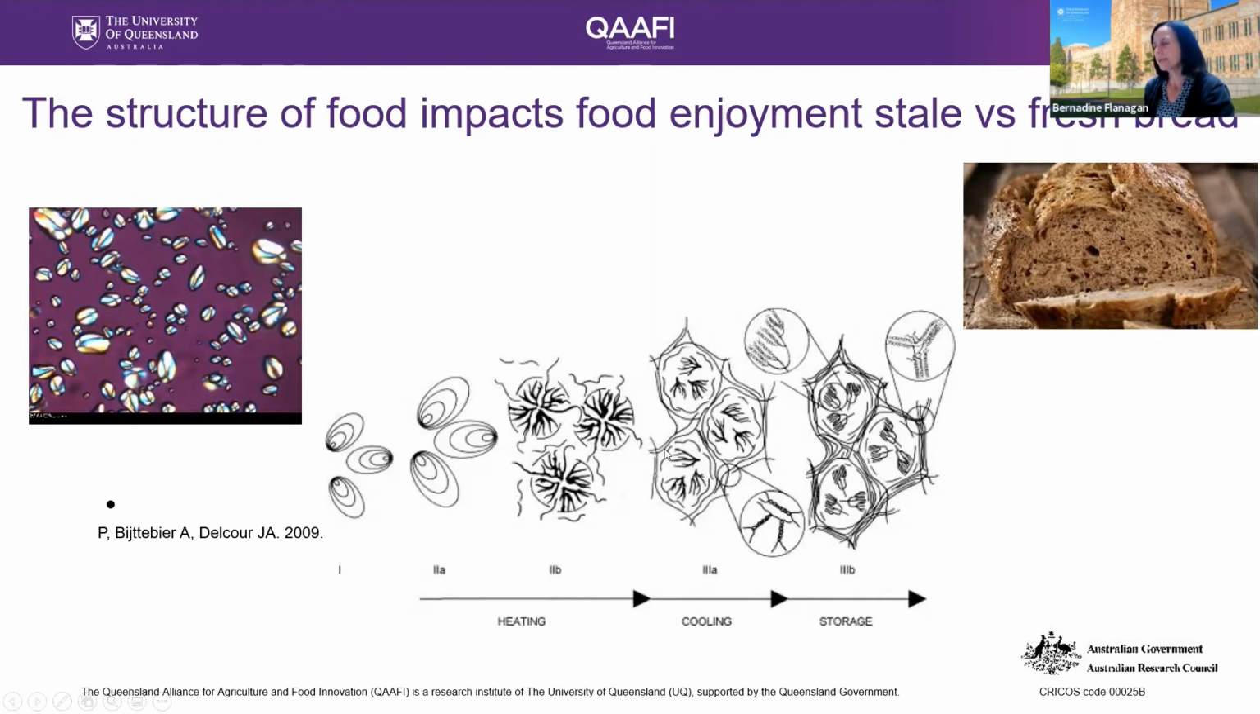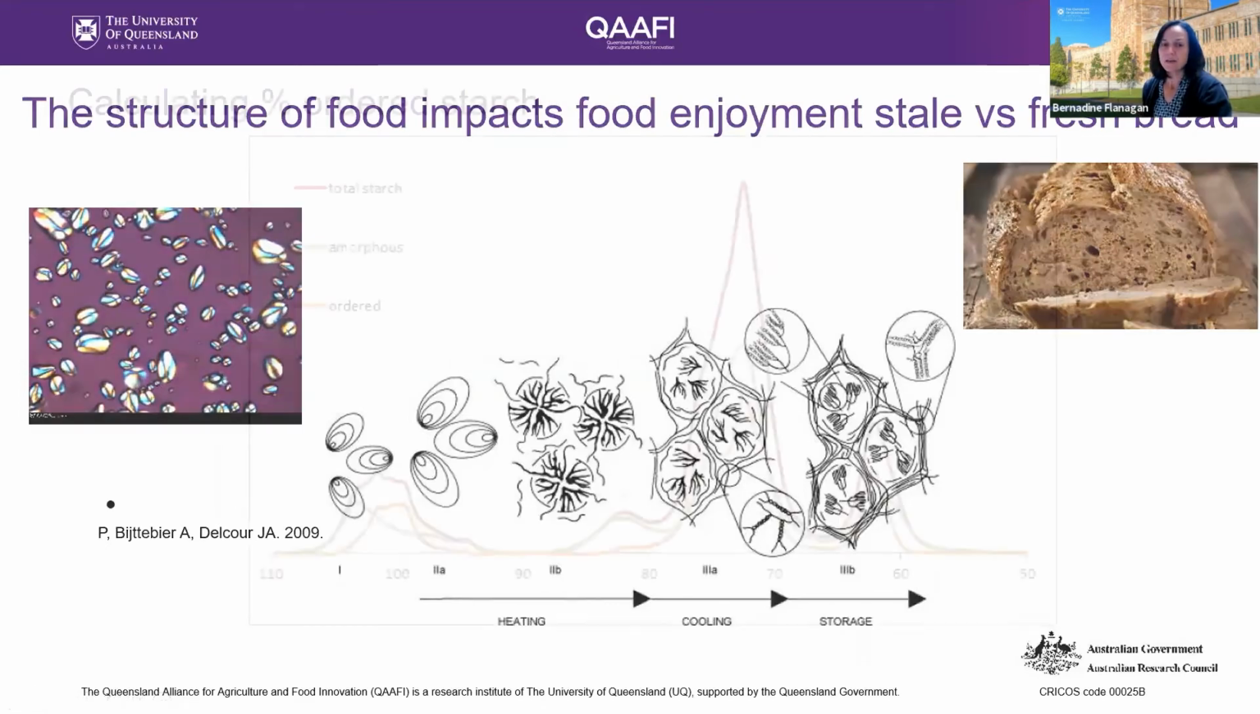But on cooling, the molecular order starts returning, and that's one of the processes of staling. So if you feel that the bread is stale, it can be from the reformation of this molecular order. But this can be resistant to digestion. That's another form of resistant starch, these cooked, cooled, and reordered starches.